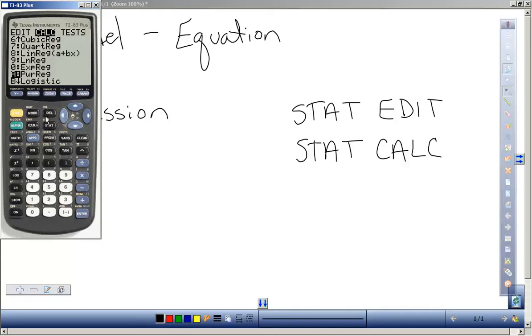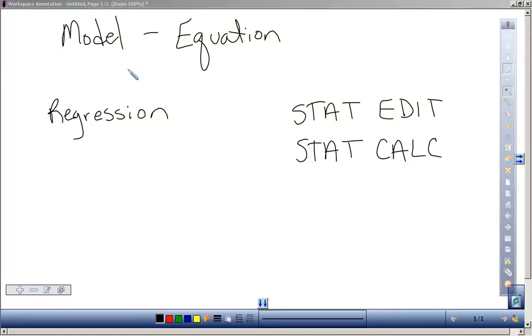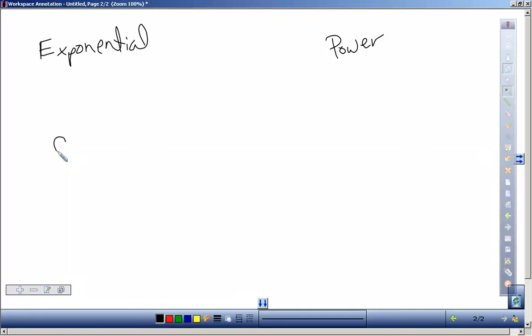We know the process. Stat edit, and you enter in your points. X is in one column, Y is in another. If they give you 2 points, just enter in the 2 points. If they give you a table of points, put in the whole table of points. But stat edit is where you do that. Stat calculate is then where you choose the model that you want to do. Specifically, the two models that we're really going to be talking about today are the exponential and the power. The exponential model is, on your calculator, a times b to the x power.